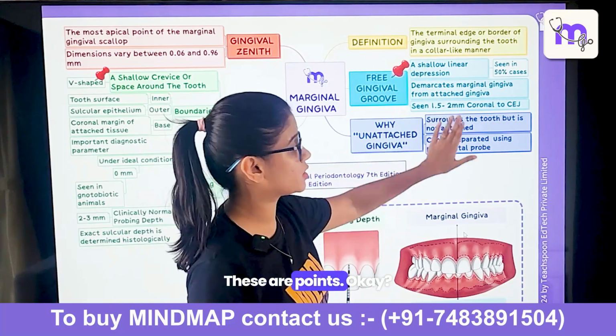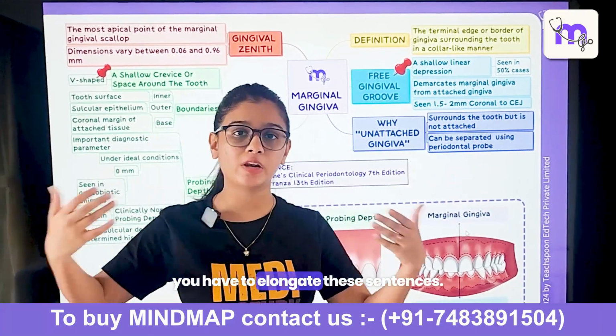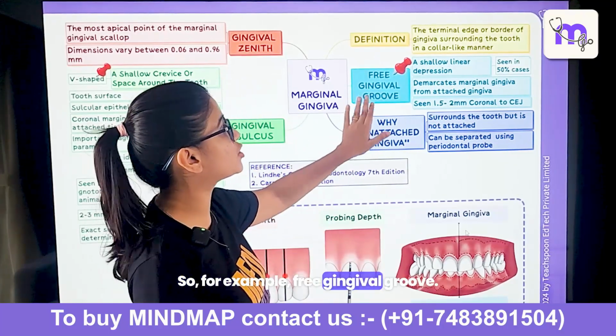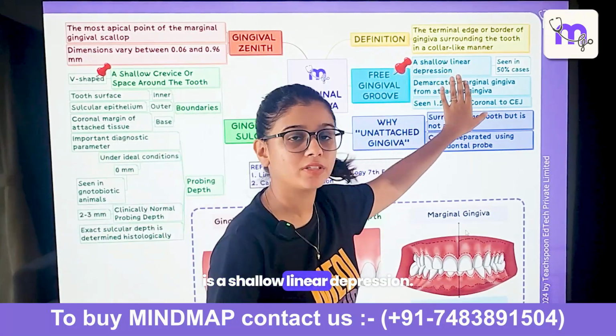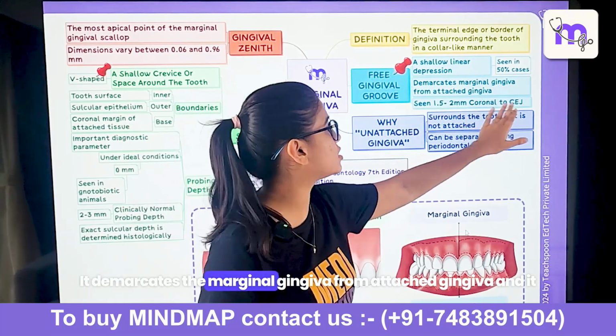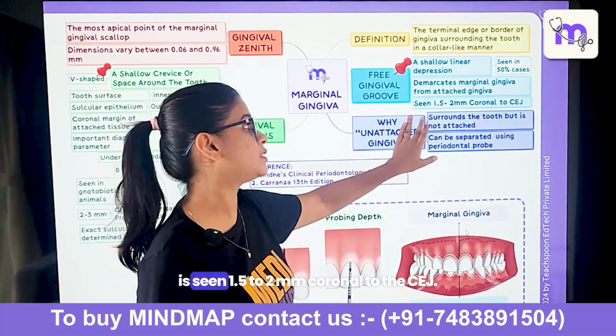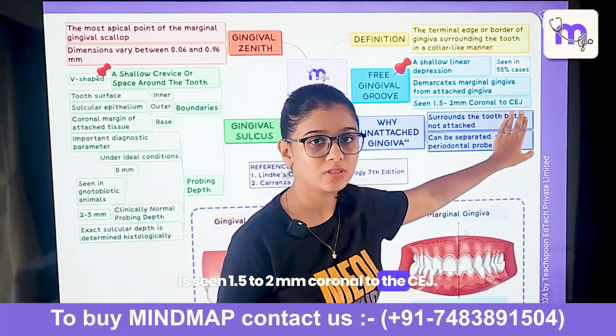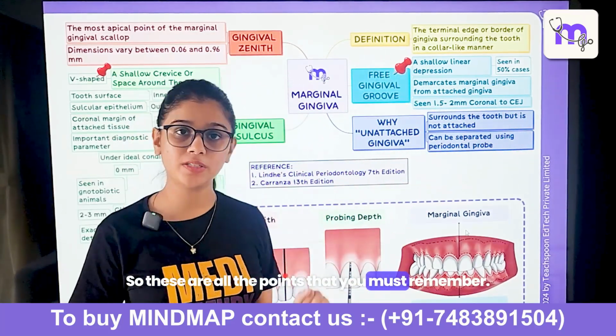These are points, okay? Now when you write an exam, you have to elongate these sentences. So for example, free gingival groove is a shallow linear depression. It demarcates the marginal gingiva from attached gingiva, and it is seen 1.5 to 2 mm coronal to the CEJ. So these are all the points that you must remember.